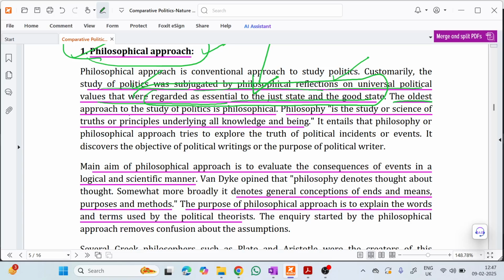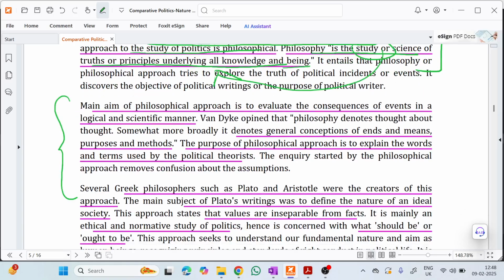Then, the oldest approach to the study of politics is the philosophical. Philosophy is the study or science of truth, of the principles that underlie all knowledge and being. So in one way or another, philosophy is the study of truth and of the principles that govern knowledge. Then the main aim of the philosophical approach is to evaluate the consequences of an event in a logical and scientific manner.